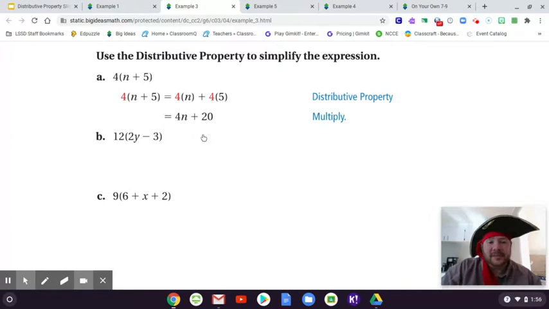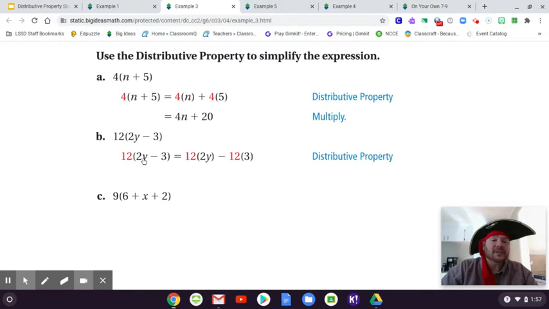That is simplified. Because this one has an n next to it, so we have 4n, and 20 is just a constant, we can't add those together. Okay, so that is our final simplified answer, 4n plus 20. Okay, try B on your own. So 12 times the quantity 2y minus 3. Good luck. So hopefully you did 12 times 2y and 12 times 3.